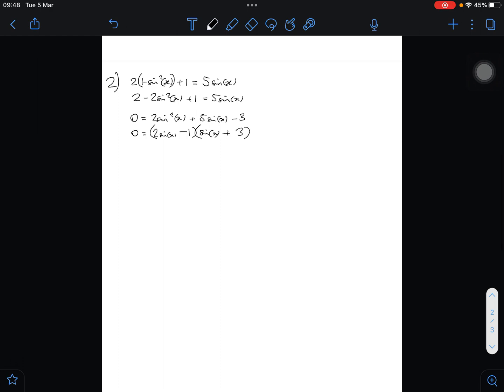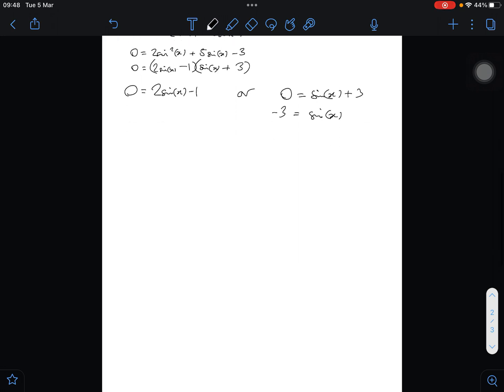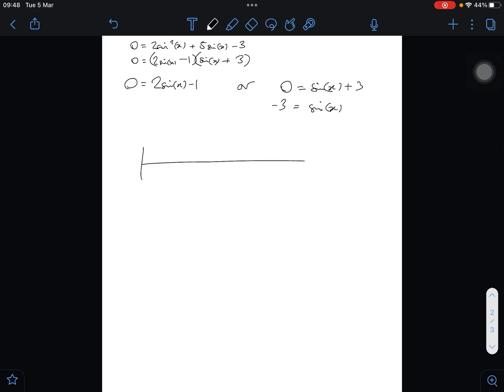We can then solve these individually, equal to 0. So we've got 2 sine of x minus 1 equal to 0, or we've got 0 equals sine of x plus 3. Well, that leads to sine of x equals minus 3. Think about your sine graph. Your sine graph never equals minus 3. It alternates between positive 1 and negative 1, and so therefore that's impossible.